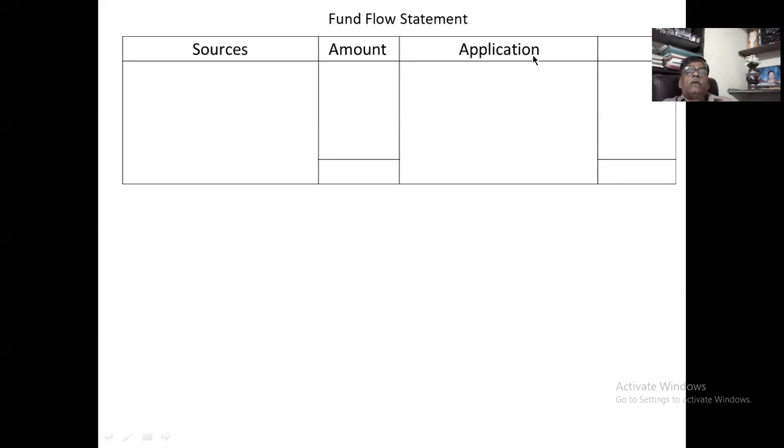Now you prepare the fund flow statement. In the fund flow statement, sources and application. Fund from operation is 28,500. Okay.